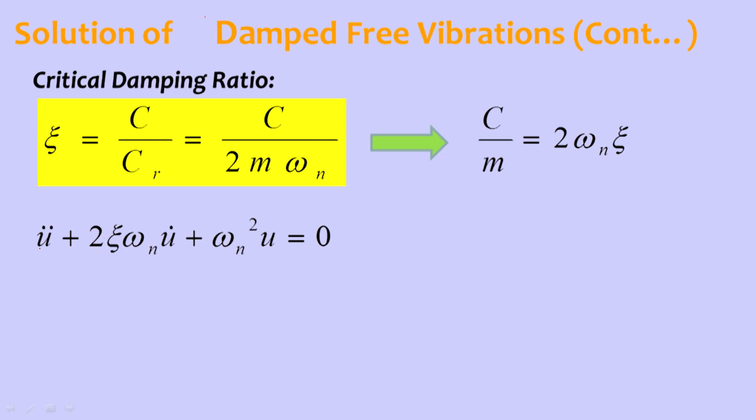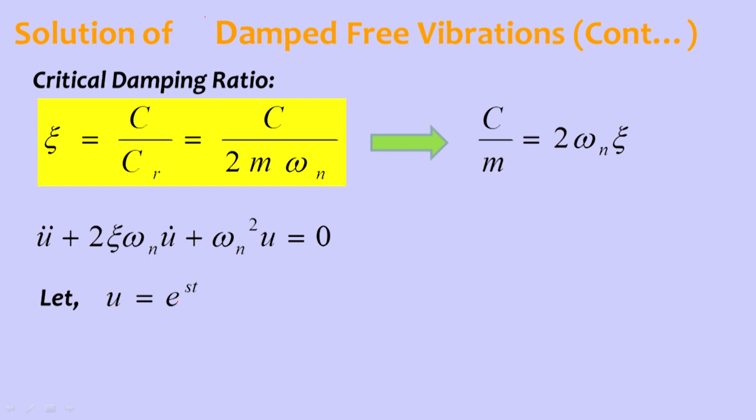That converts our equation to u double dot plus 2 zeta omega n u dot plus omega n square u equal to 0. This omega n square is the term k by m, and this one is c by m. C by m is 2 zeta omega n, and k by m is omega n square, the square of the natural frequency. Now to find the solution of this equation, we assume u the same as in the undamped free vibration case, the same term.